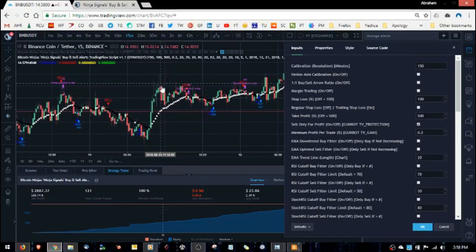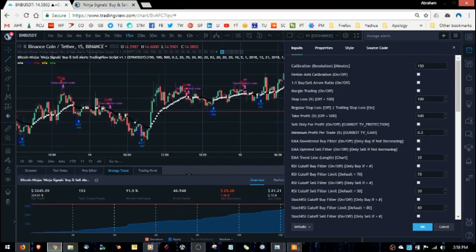Price finally rises enough to meet our 0.2% minimum profit. A sell alert does happen while price is high enough, and we see that the position went ahead and closed. And so that's how that works. And again, that corresponds to GunBot specific features called TV protection and TV gain, as well as ProfitTrailer specific features as well. So let's turn that back off.